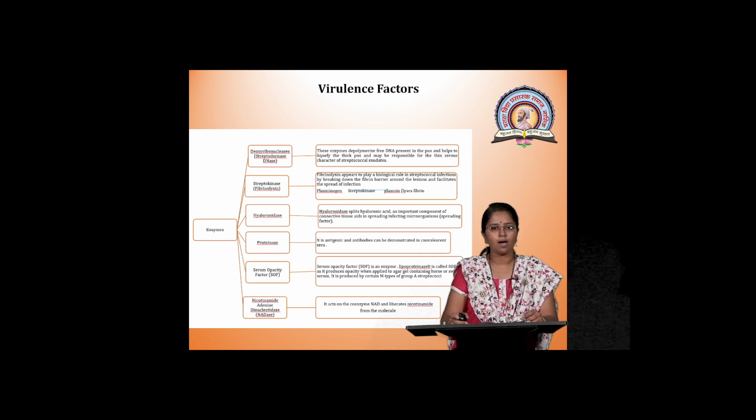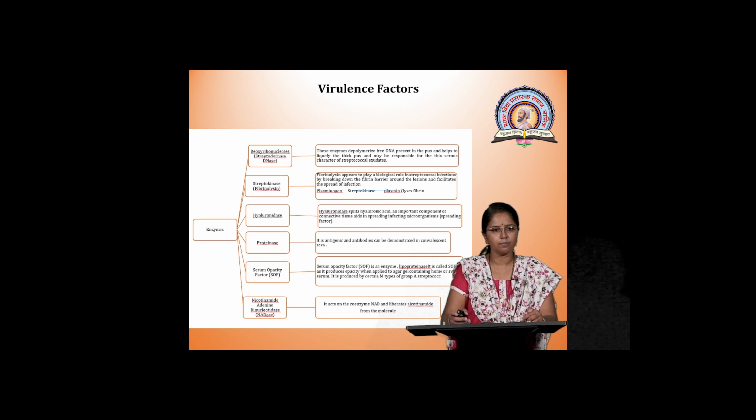So it mainly breaks down the fibrin barrier around the lesion and facilitates the spread of infection. When there is infection of streptococci, there is clotting of blood around the wound. At that time, for progressive lesion formation, this streptokinase or fibrinolysin enzyme acts on the tissue and breaks down the fibrin barrier between the tissues, so that the space generated in the tissue will be free from that barrier and the bacteria can move forward. Plasminogen is converted into plasmin with the help of this streptokinase enzyme.